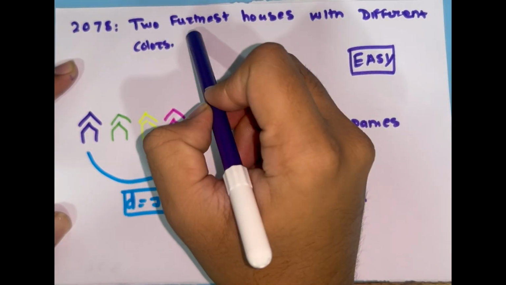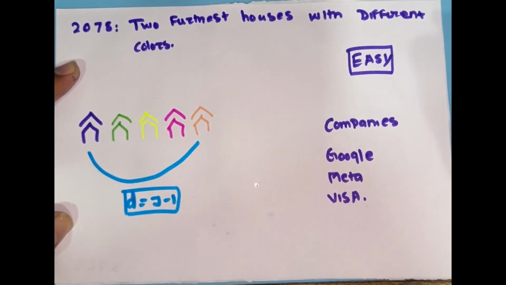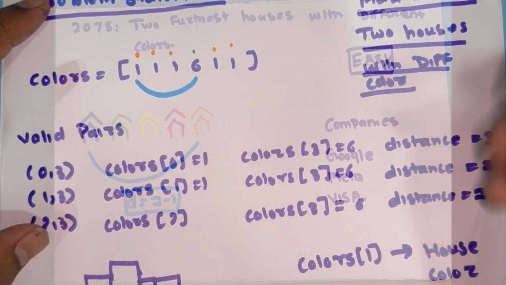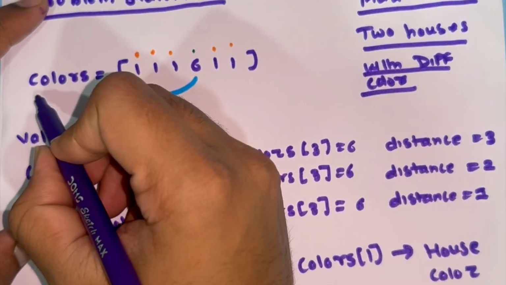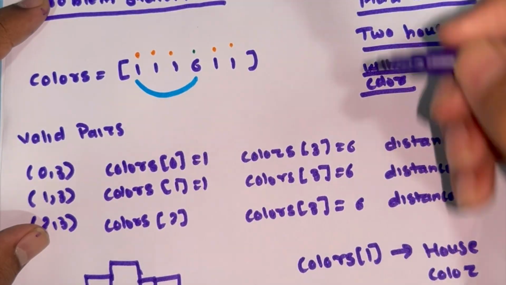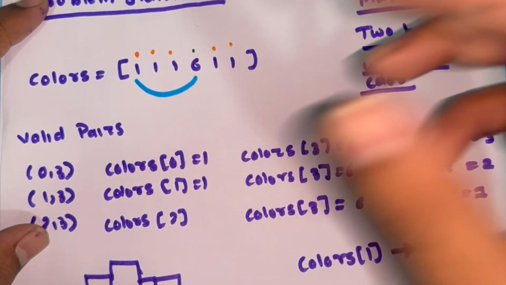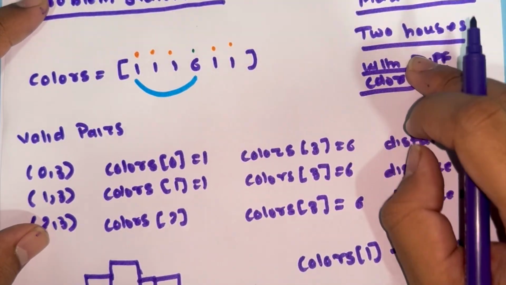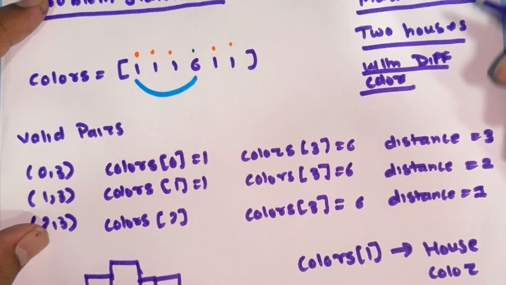2078, two furthest houses with different colors. It's asked in Google, Meta and Visa, and it's pretty easy to solve. Let's go through this problem statement. We have been given a colors array where colors[i] represents the color at that particular house. So what we need to do is find the maximum distance between two houses having different colors.